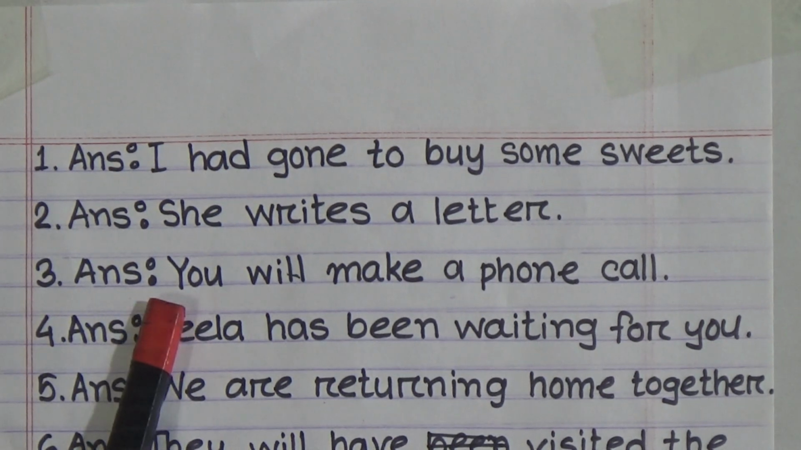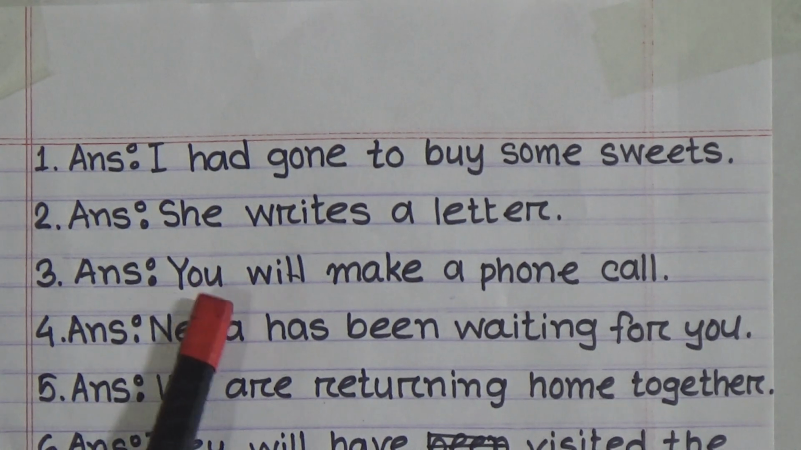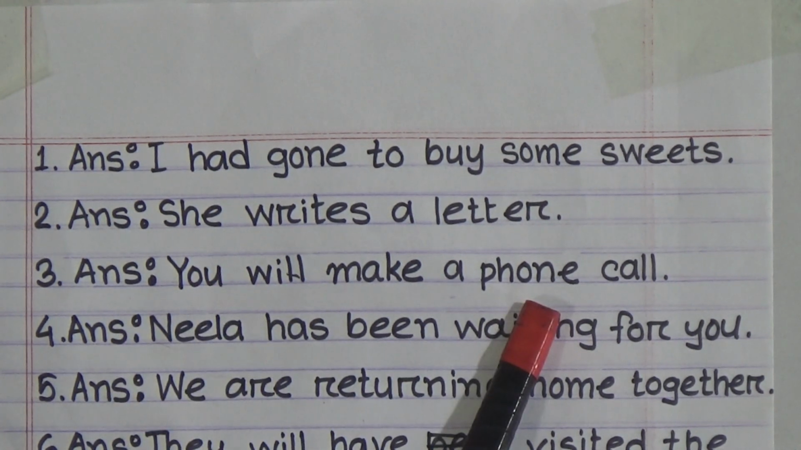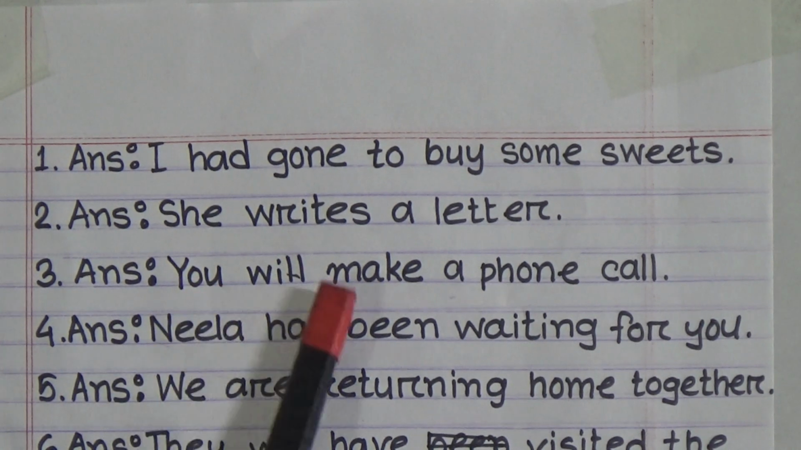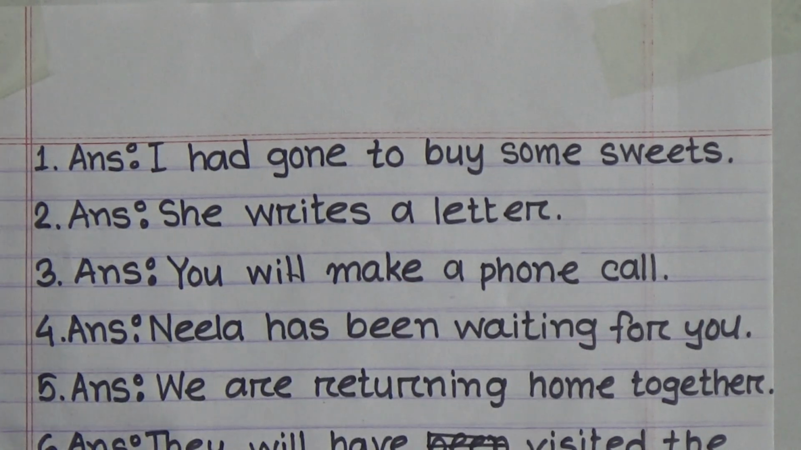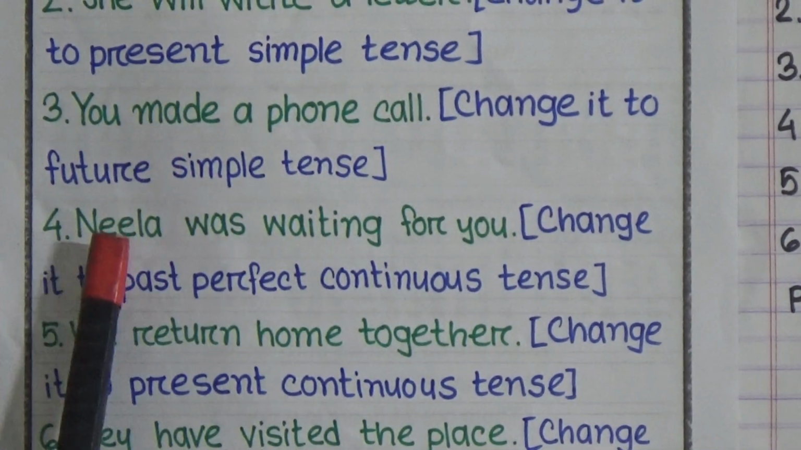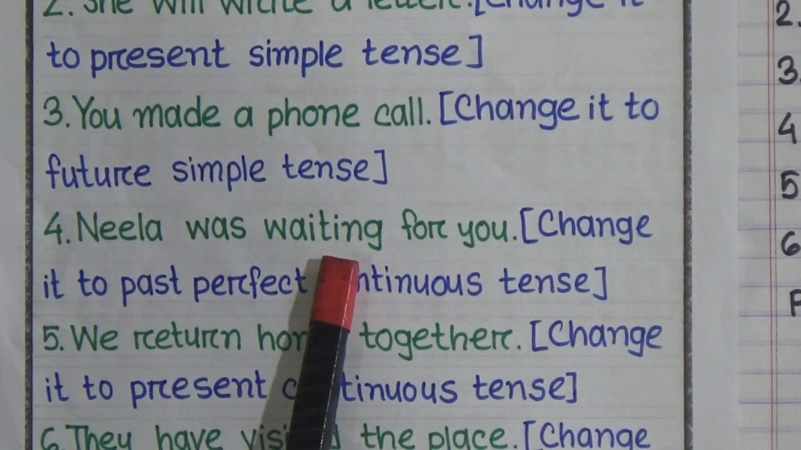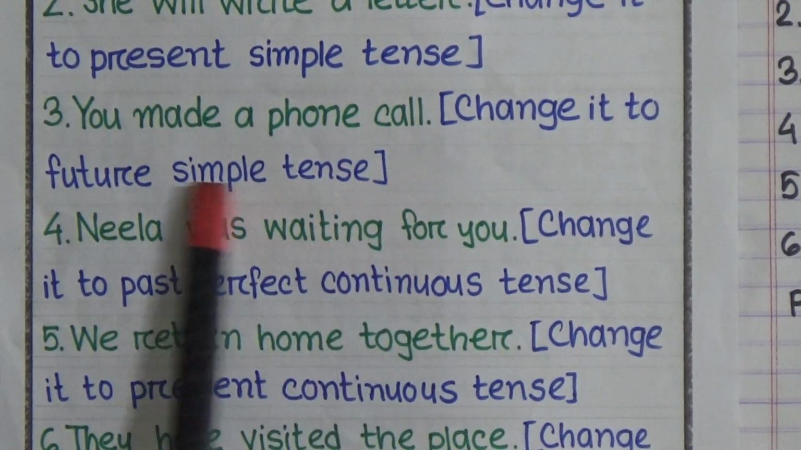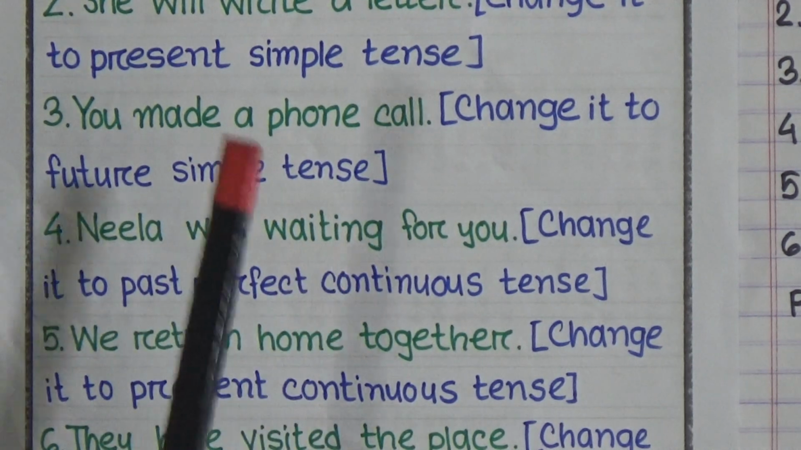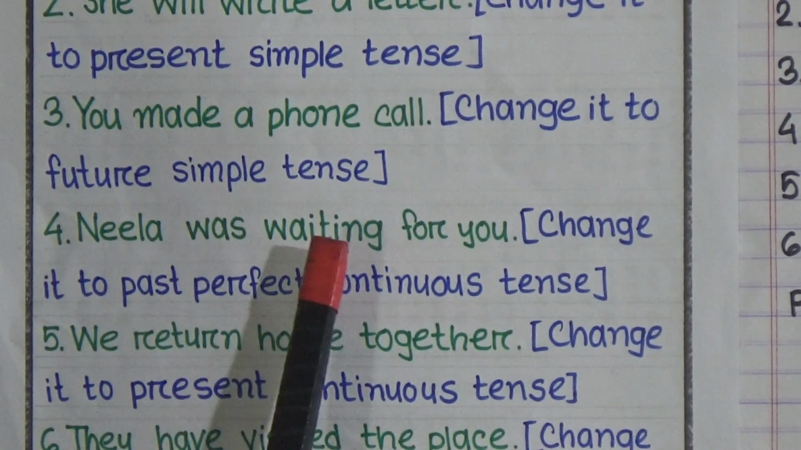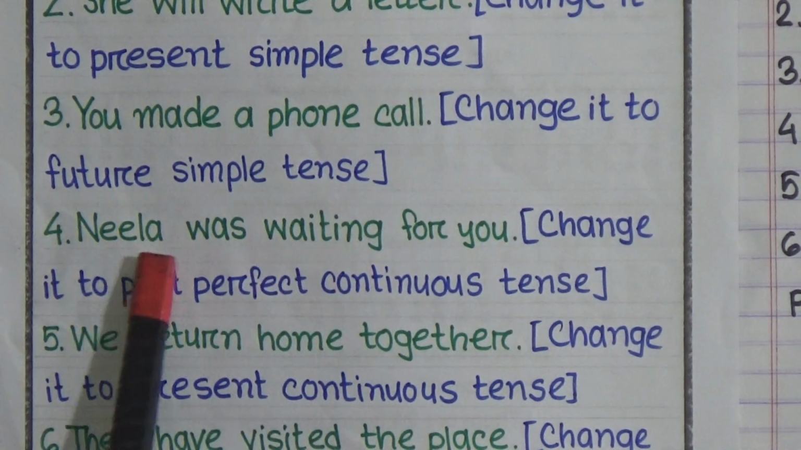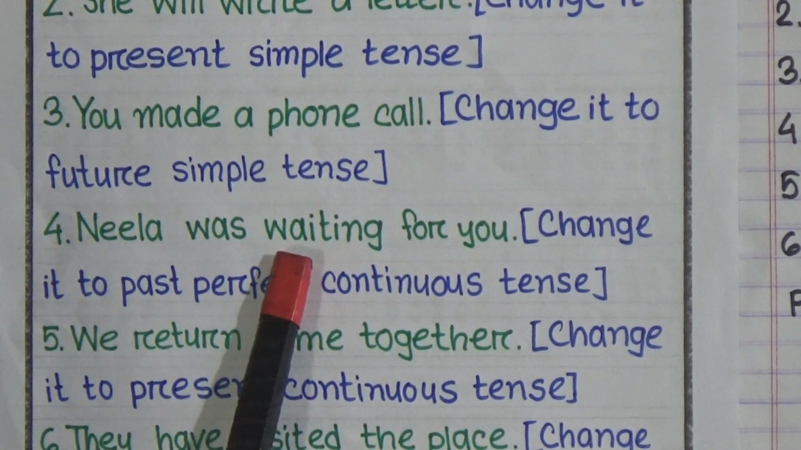So if we change the sentence you made a phone call to future simple tense, we have to write you will make a phone call. I'm repeating, you have to write you will make a phone call. Now number 3, we have done number 3, now I will do number 4. Nila was waiting for you. Was waiting. So that is the indication of past continuous tense. We know after was or were, if we add ing with the verb, it is called past continuous tense.